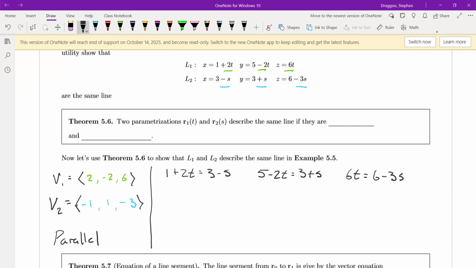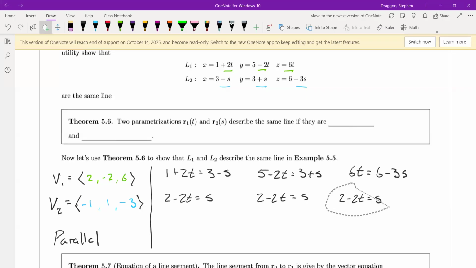And if I wanted to check that these things were the same lines, I could probably solve each of these equations. See if they all come out to the same number or the same equation. This looks like 2 minus 2t equals s. This is going to be 2 minus 2t equals s. This last equation also 2 minus 2t equals s. I get the same equation each time. That's probably enough to say these things are the same line.